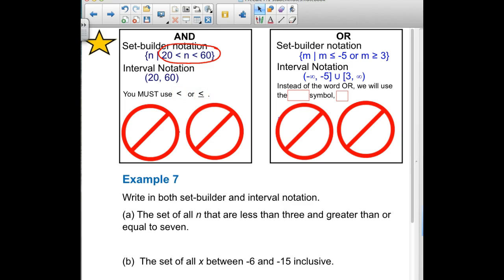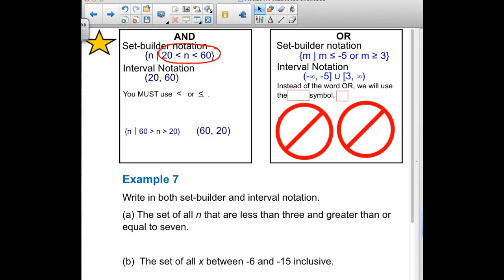So in that case, we are looking at less than or equal to symbols. We never want to turn that around where we put the smaller number on the right-hand side, whether we're putting it in set builder or interval notation. That would be a no-no. All right. The "or" is what is used if there is a break in your graph.